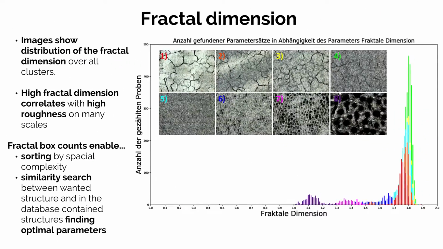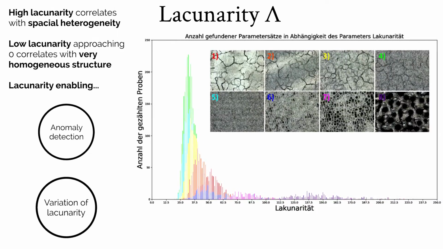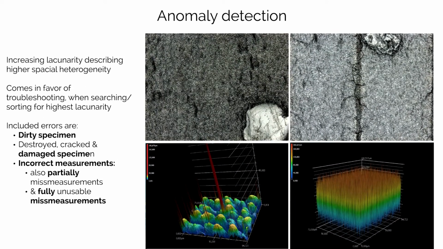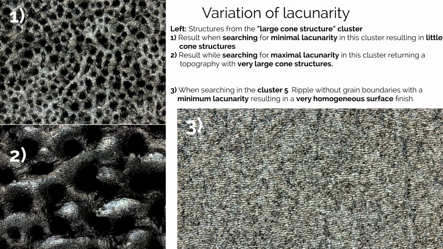The second metric is the fractal dimension, where a high fractal dimension correlates with a high roughness on many scales. The fractal box counts enable sorting by spatial complexity, or similarity search between wanted structures and the database contained structures, finding optimal parameters. The lacunarity enables anomaly detection, which comes in favor of troubleshooting when searching and sorting for highest lacunarity, resulting in errors like dirty specimen, destroyed, cracked and damaged specimen, incorrect measurements, also partially mismeasurements and fully unusable mismeasurements. The variation of lacunarity enables further searching possibilities.